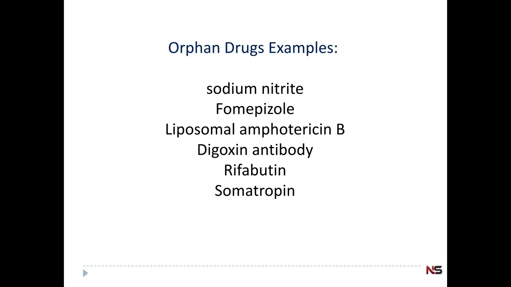We will see some examples for this one. Sodium nitrite is used as an antidote for cyanide poisoning. The next ones: fomepizole, liposomal amphotericin B, digoxin antibody, rifabutin, as well as somatropin. Sodium nitrite, fomepizole, liposomal amphotericin B, digoxin antibody, rifabutin, and somatropin are orphan drugs. They are examples of orphan drugs, used for treatment of rare diseases.